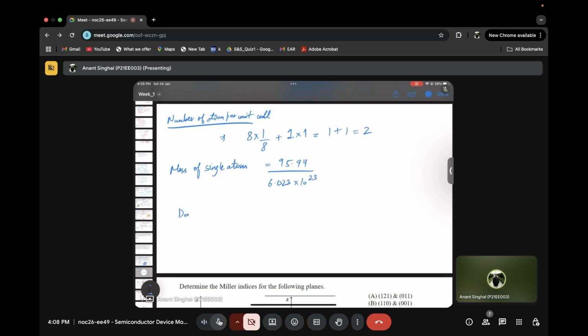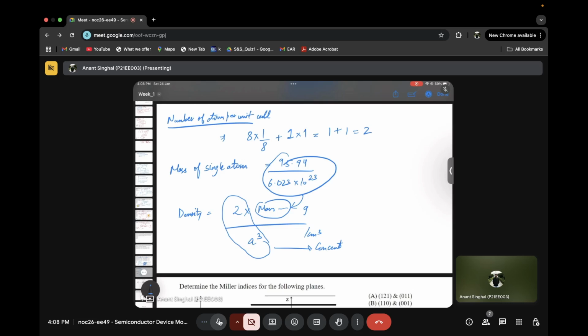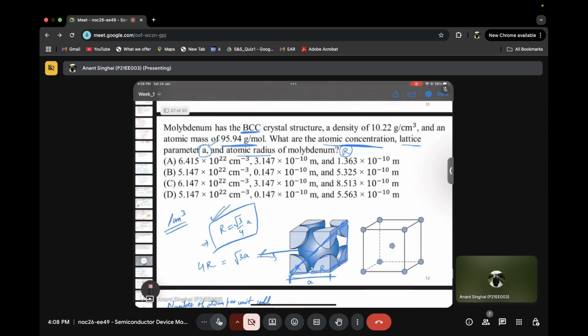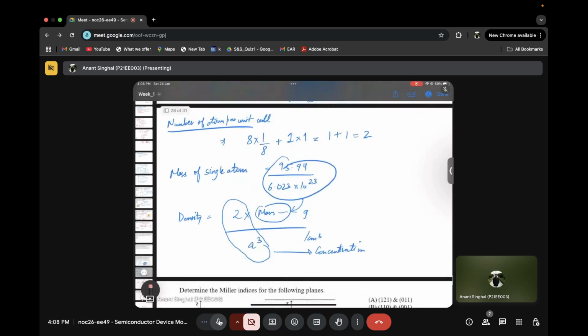Now the third thing that we calculate is density, which is the number of atoms per unit cell, which is 2, multiplied by the mass of a single atom, divided by a cube. So this is gram per centimeter cube, right? If we leave out the mass, this is nothing but the concentration. So this is what we need to find. Since the density is already given, which is 10.22, we know everything, we just need to find this concentration.